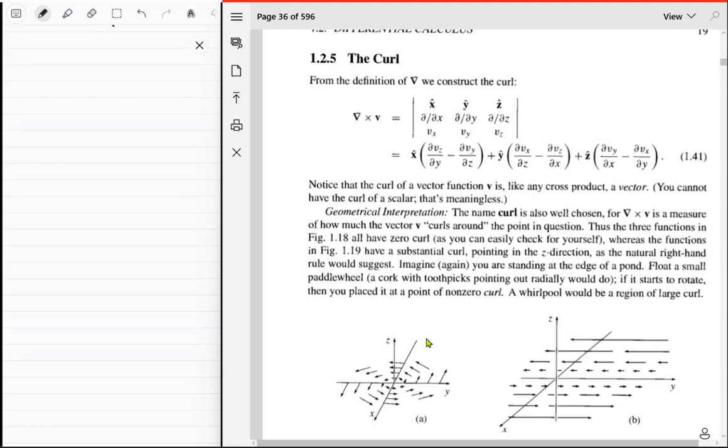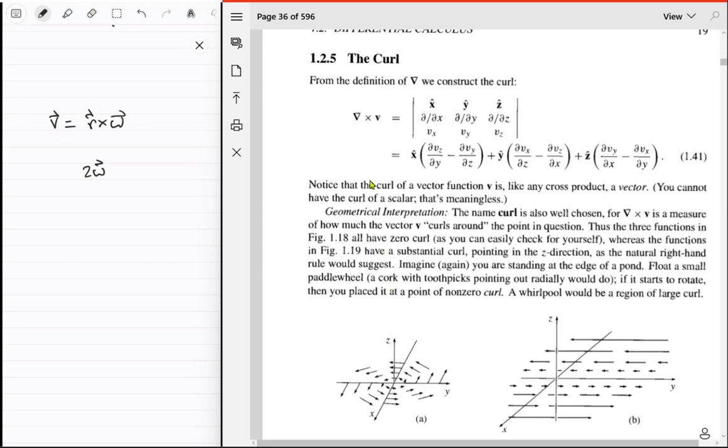Like, what does it measure? For example, if curl was some kind of representation of angular velocity, which it is, by the way, then it would have made more sense. So let me just tell you the thing straightforwardly. In the case when your vector field is given by r vector cross omega vector, where omega vector is a fixed vector and r vector is the usual x, y, z, in that case, this curl is just 2 times omega. That's what the curl is.